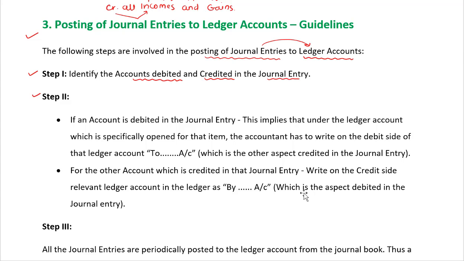Step 2, if the account is debited in the journal entry, this implies that a ledger account will be specifically opened for that item. The accountant has to write on the debit side of the ledger account "To" as a prefix and the name of the account. If it is to be written on the credit side, then it is prefixed by "By" and the name of the account.